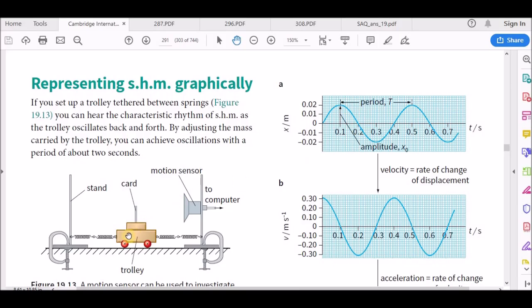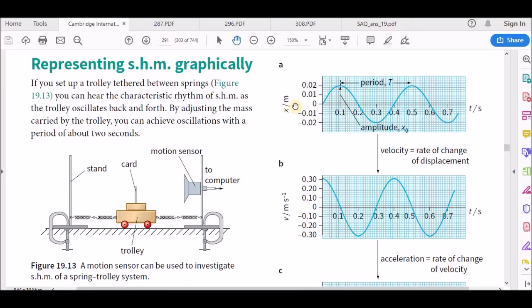Then it moves to the left, from here to the left extreme end. Then from here it goes over here. That is for this part of the motion, and this process continues. It goes and then comes back, and then again it continues like this. So we have a displacement-time graph, and the period, amplitude, all of that is indicated over here.